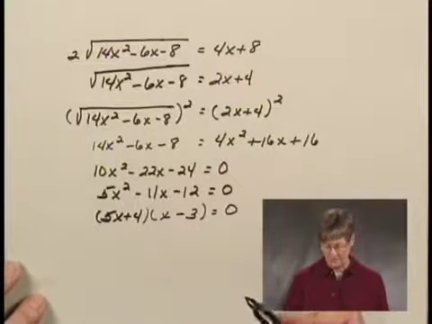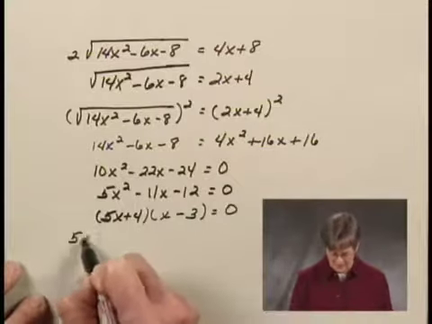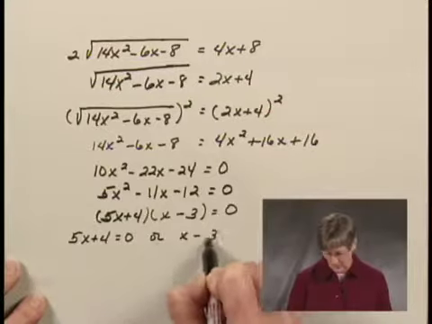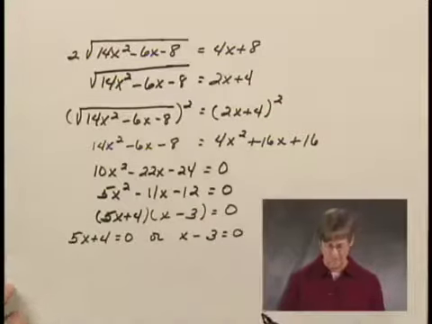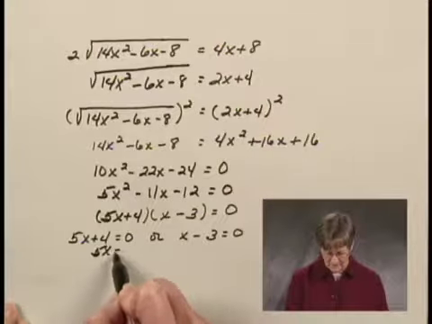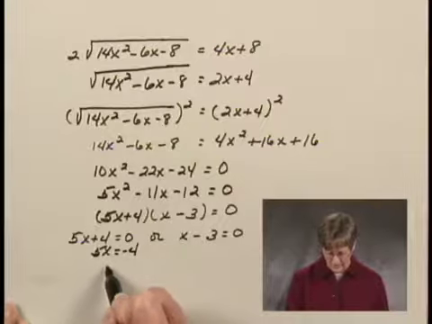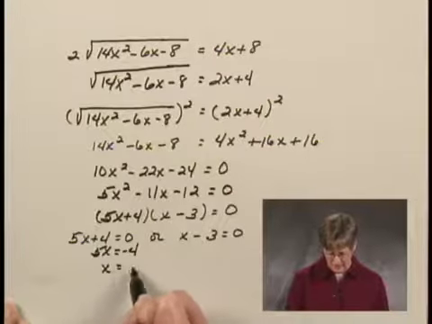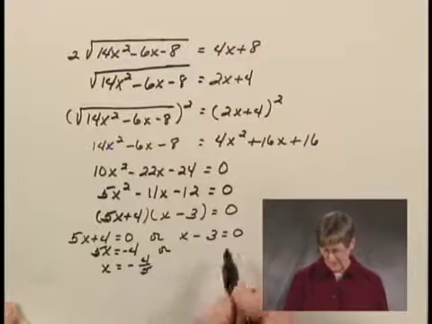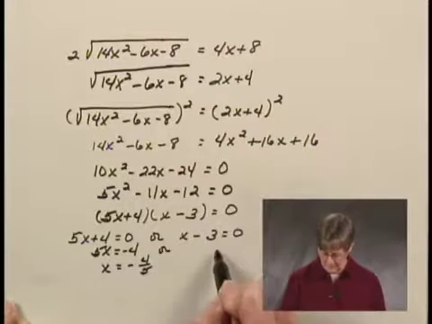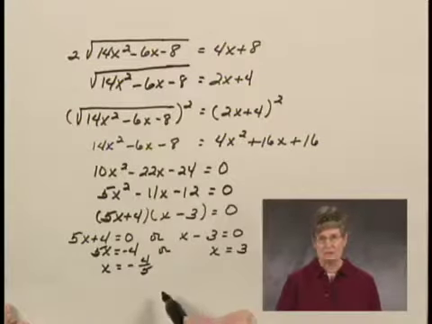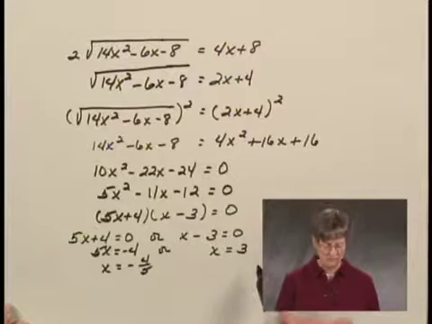And now I can use the principle of zero products. We have 5x plus 4 is equal to 0, or x minus 3 is equal to 0. When I solve here, I get, subtracting 4 on both sides, 5x equals negative 4, and dividing both sides by 5, I get x equals negative 4/5. Or solving this equation by adding 3 on both sides, we get x equals 3. So the possible solutions to this equation are negative 4/5 and 3.